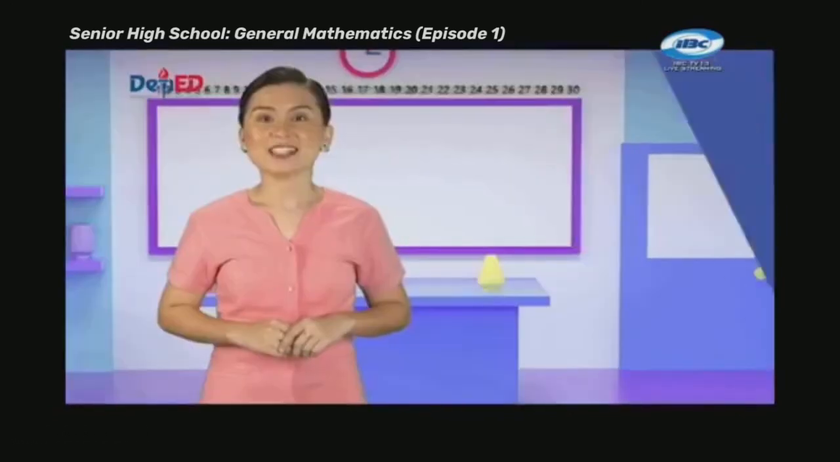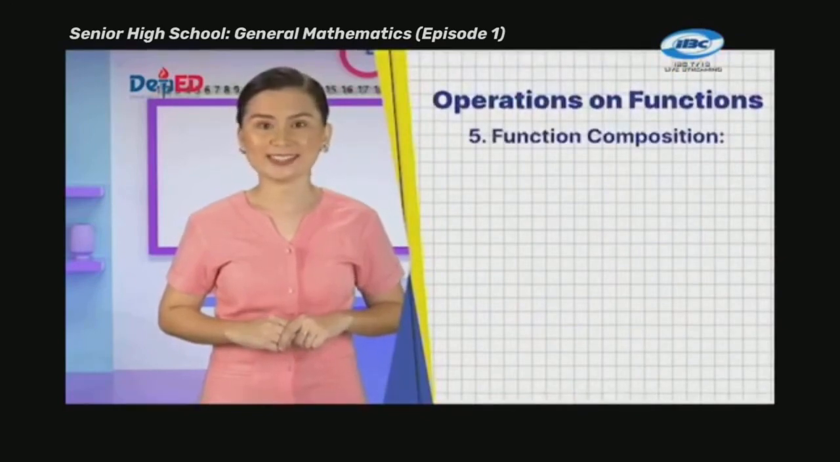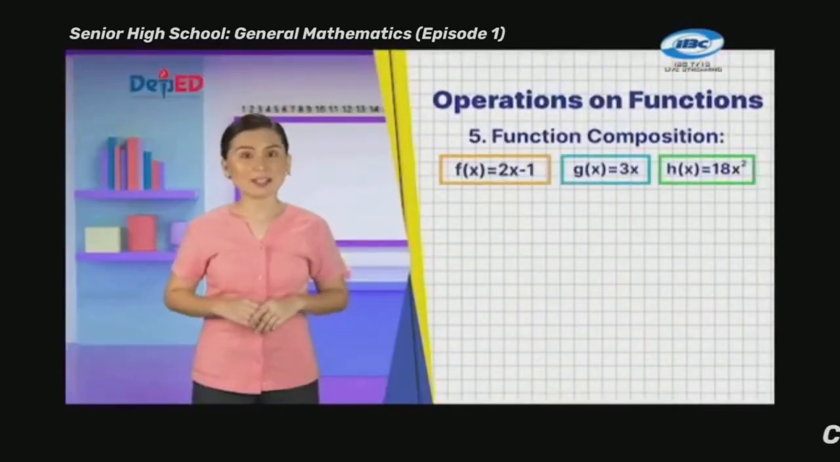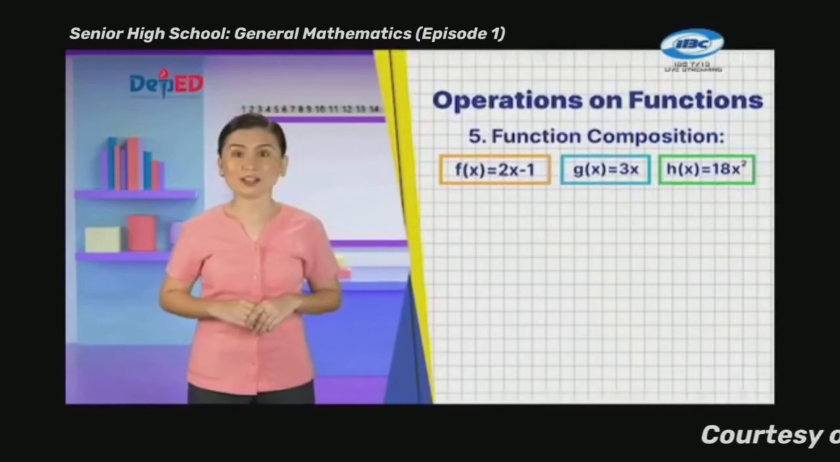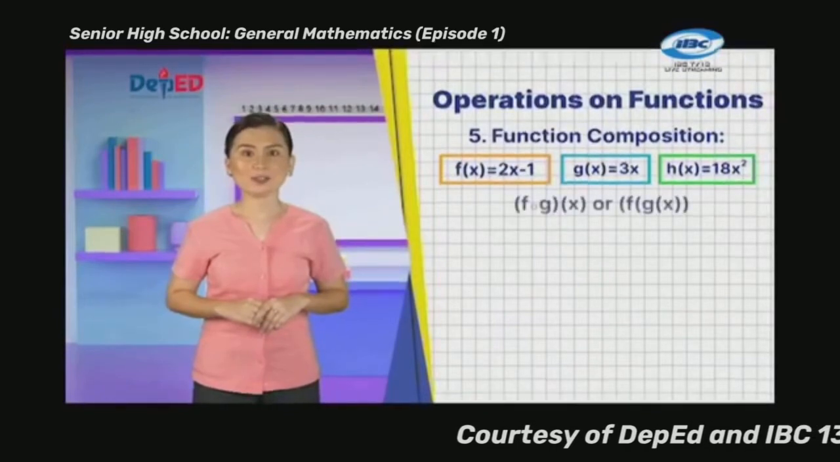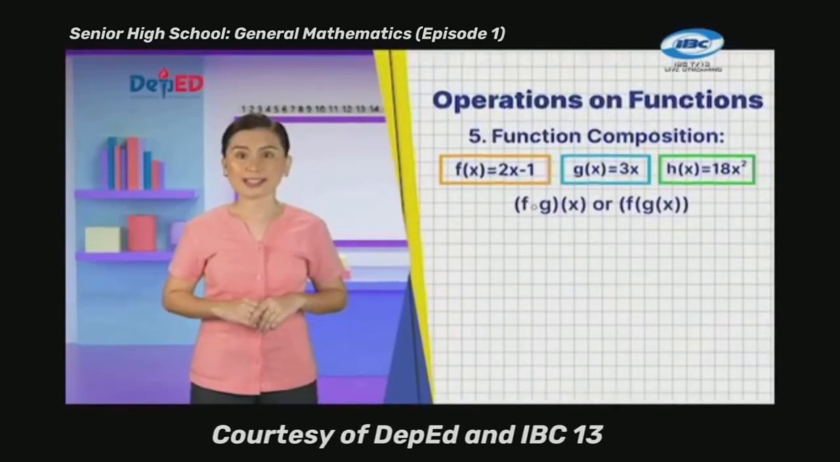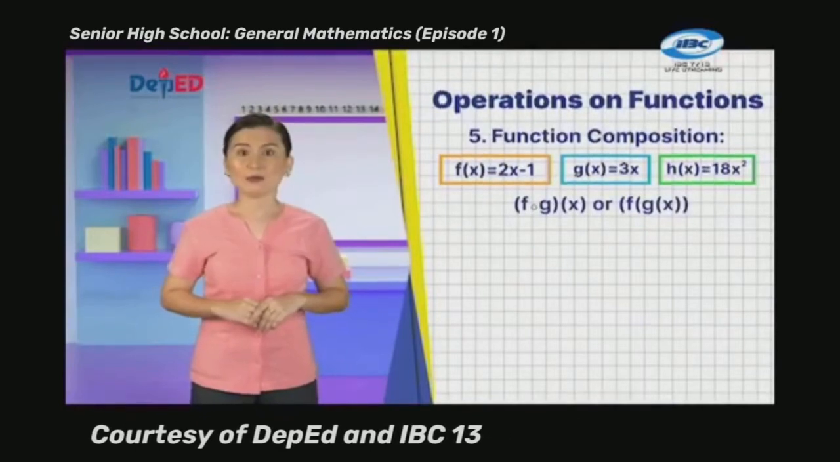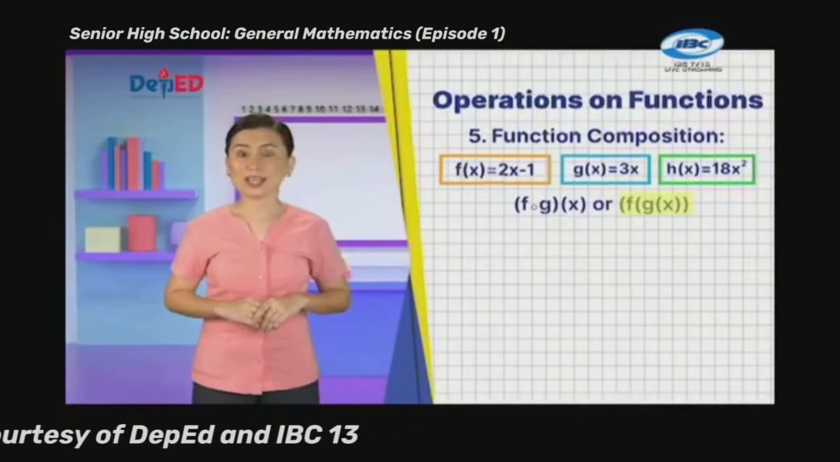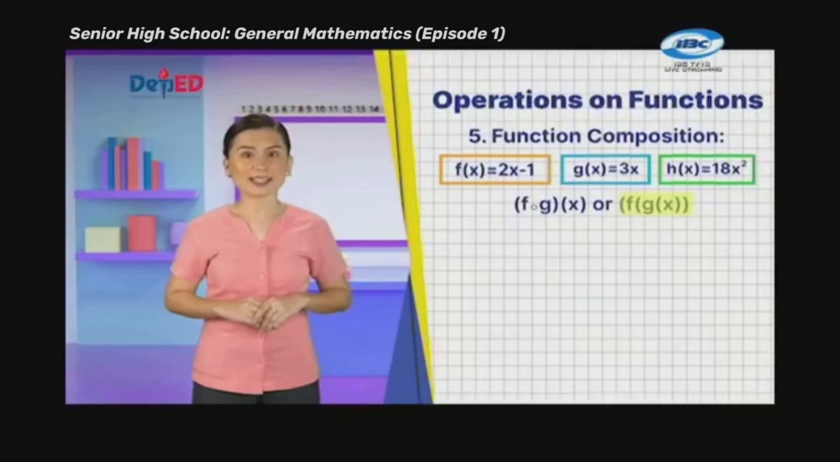The fifth and last operation on functions is composition. In here, we take the value of a function to be an input in another function. Suppose we take the composite function denoted by f composed with g of x or f of g of x. In this case, we will be using g of x as our input or in place of x in f of x. Thus, for every x in f of x, we will use 3x instead.